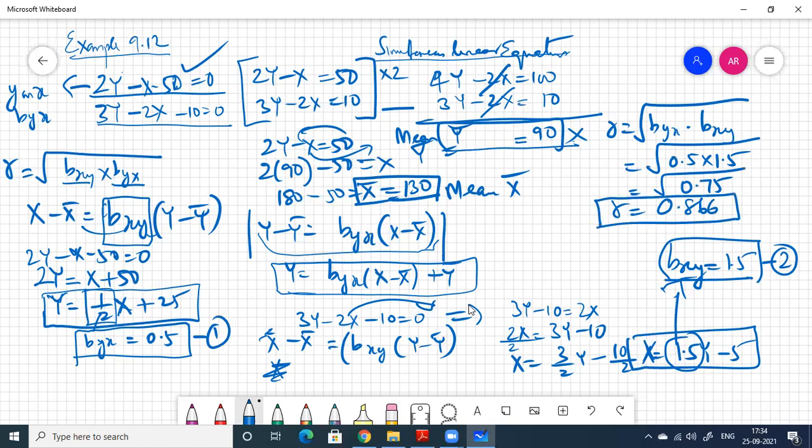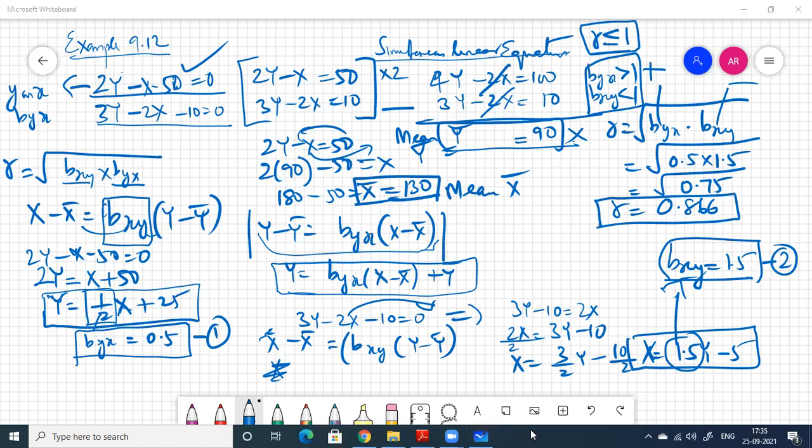Now in finding r, two properties you must remember. B of yx and b of xy will both be of the same sign. If this is positive, this must also be positive. If this is negative, this will also be negative. The other one is that r is always less than or equal to 1. It cannot be greater than 1. So if one of them is greater than 1, the other one will be less than 1 in such a way that the total r will be less than 1. That is very important.